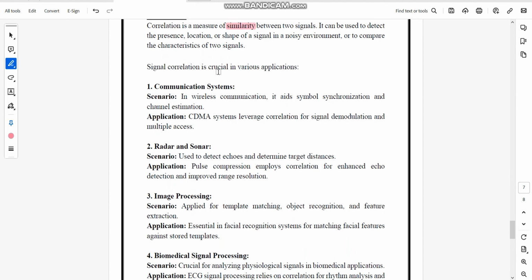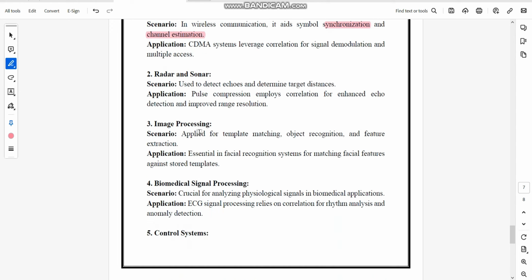Signal correlation is crucial in various applications. Let us start with communication systems. In wireless communication, correlating transmitted and received signals helps in symbol synchronization and channel estimation. The applications involve CDMA, code division multiple access systems, which use correlation for signal demodulation and multiple access.